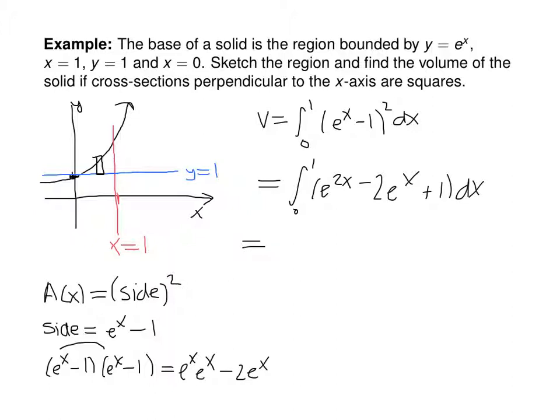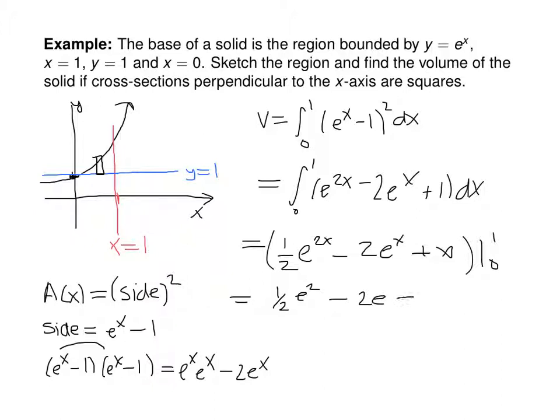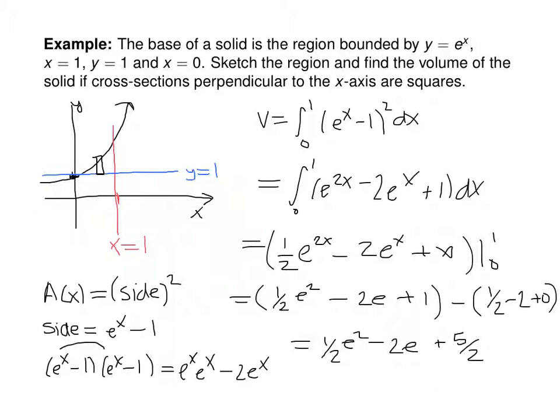Now the antiderivative of e to the 2x is 1/2 e to the 2x, minus 2 e to the x plus x, evaluated from 0 to 1. So that will be 1/2 e squared minus 2e plus 1. And be careful with 0, because plugging in 0 does not necessarily yield 0. E to the 0 is 1, so we'll have 1/2 minus 2 plus 0. So that's 1/2 e squared minus 2e, and then we'll have plus 5 over 2. This 1 plus that 2 makes 3. 3 is 6/2 minus 1/2 is 5/2.